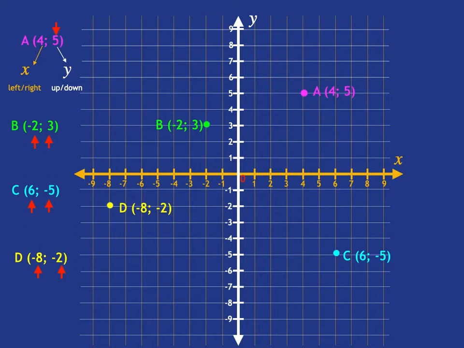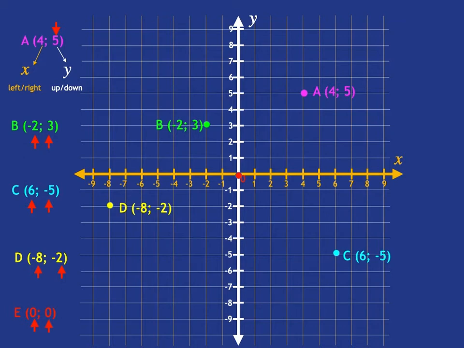Okay, let's have a look at our final point, and this is an interesting one. The point E is 0, 0. So as always, we start at the origin. Then we have to have a look at the x-coordinate, and it tells us we must go no steps, 0 steps, left or right. So we mustn't move left or right.